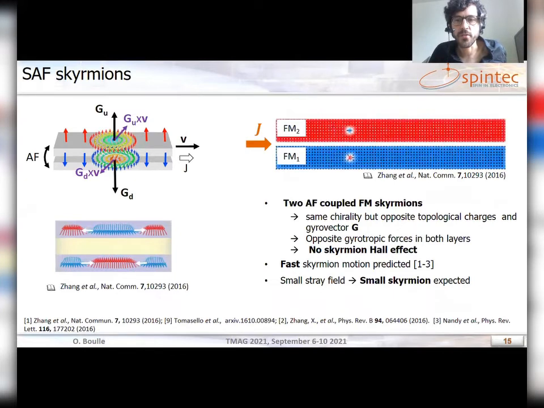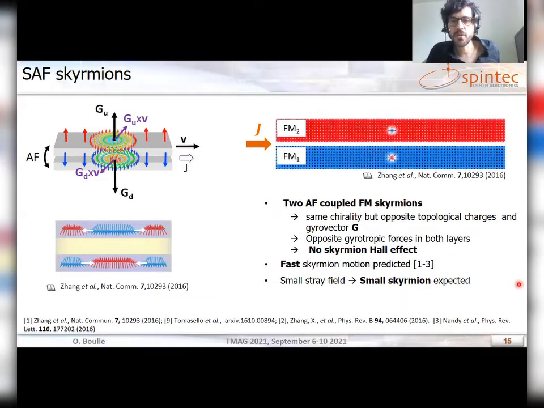A synthetic antiferromagnet consists of two ferromagnetic layers antiferromagnetically coupled through a thin non-magnetic spacer. Now, a skyrmion in a SAF is actually a bilayer skyrmion where the two skyrmions share the same chirality, but with opposite topological charge, so opposite polarity. As a result, they are expected to be driven along the current direction without skyrmion Hall effect because the gyrotropic term cancels out if the SAF is compensated.